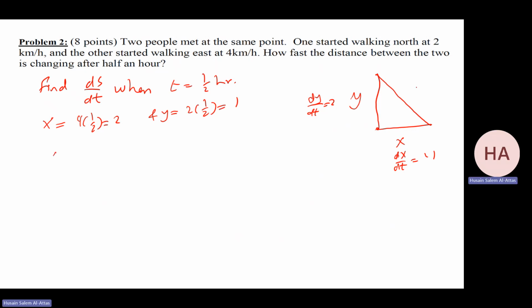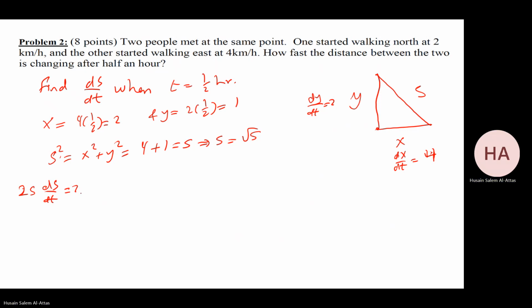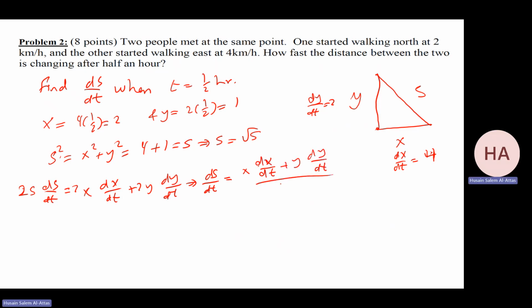So use the same thing. I have this is s. So I have s squared equal x squared plus y squared. That will be 4 plus 1, which is 5. So s equals square root of 5. So differentiate: 2s ds by dt equal 2x dx by dt plus 2y dy by dt. So ds by dt equal x dx by dt plus y dy by dt, over s.